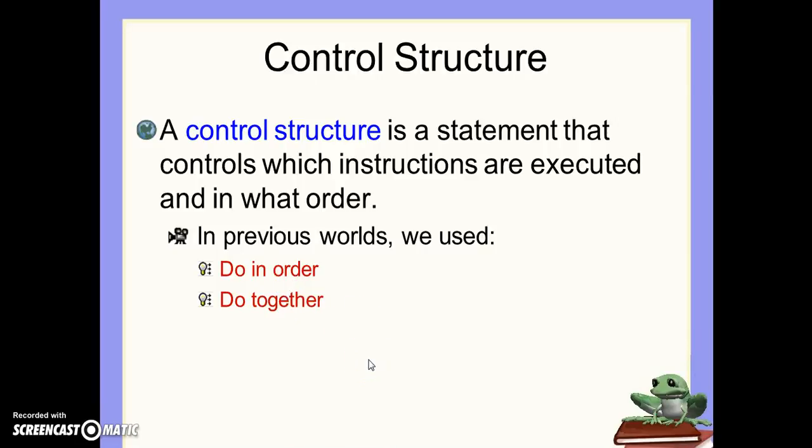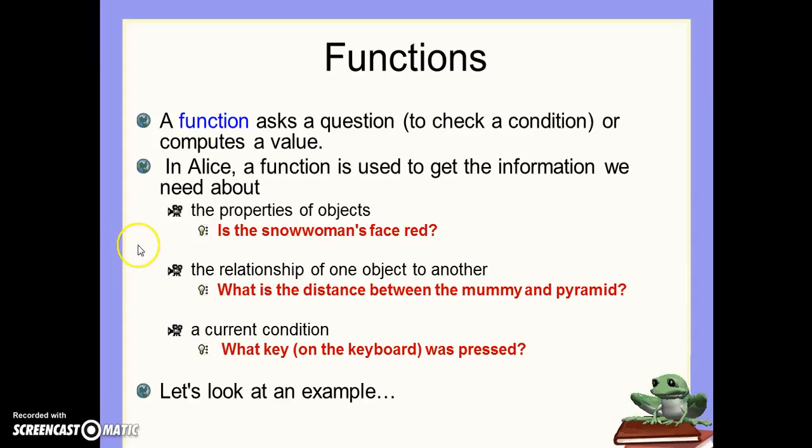We've also used control structures in Chapter 2's in-class example and your labs. Control structures, do in order or do together, are the two that we used in the Chapter 2 examples and lab. In Chapter 3 we'll be using other control structures, and you'll see what those are as we start using functions and expressions. Okay, so let's take a look at functions first.